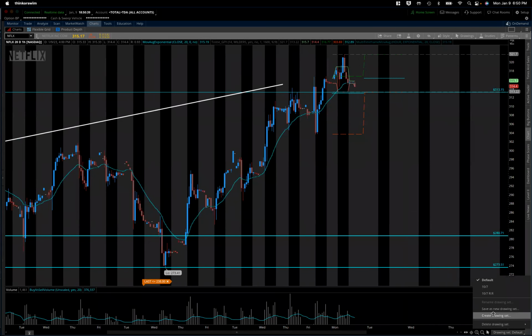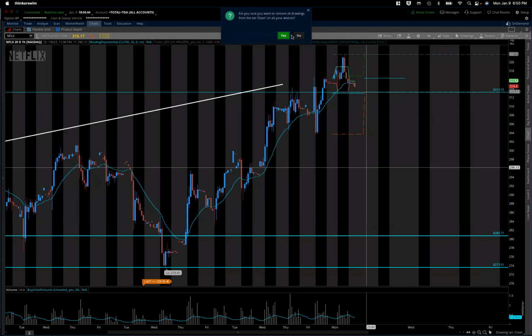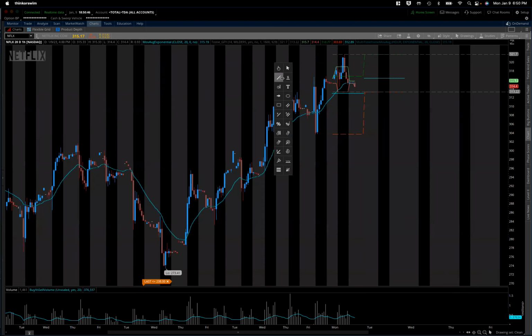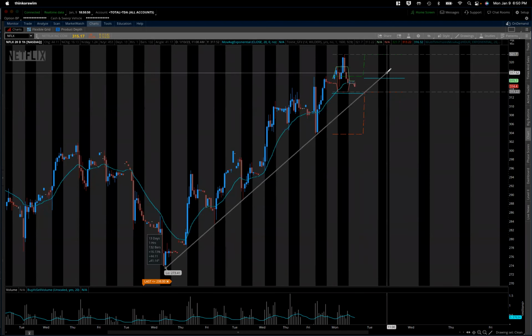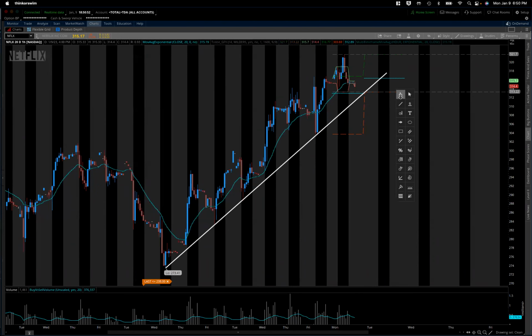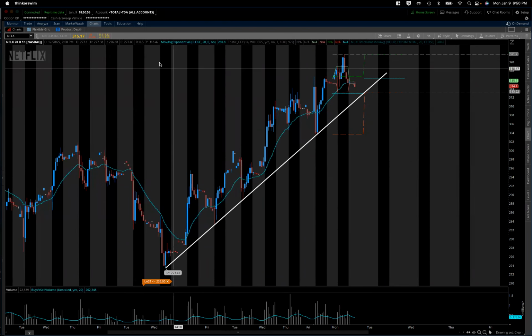I'm going to make this clean. Okay, this didn't work. Let's clear this. So take a look at this. If I draw this uptrend very simply from the lows, notice how price has very nicely respected this level, right? I mean, it's a really, really clean trend.